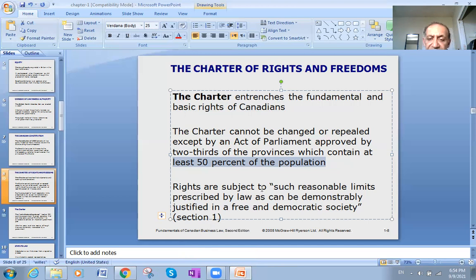Rights are subject to reasonable limits prescribed by law, as can be demonstrably justified in a free and democratic society.